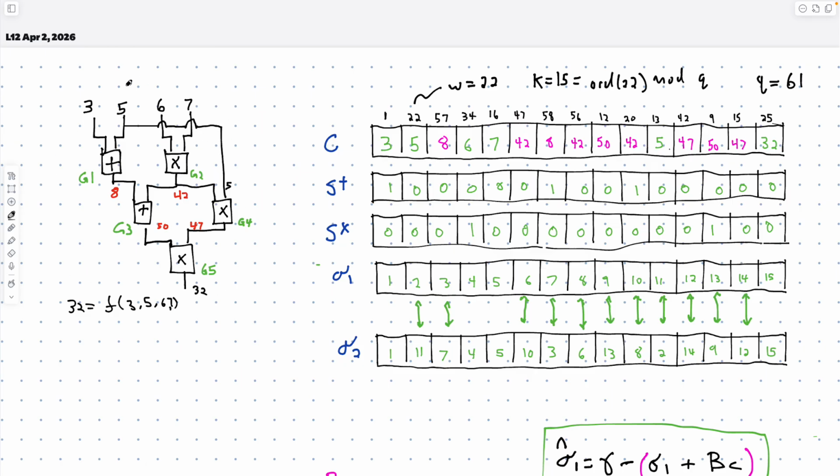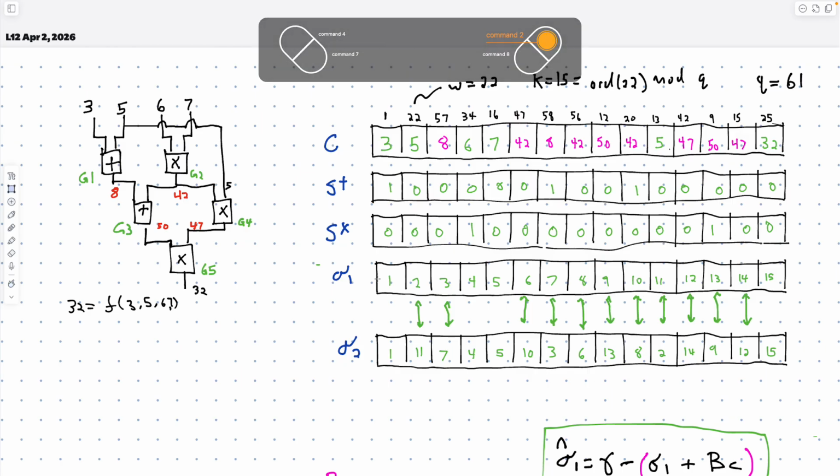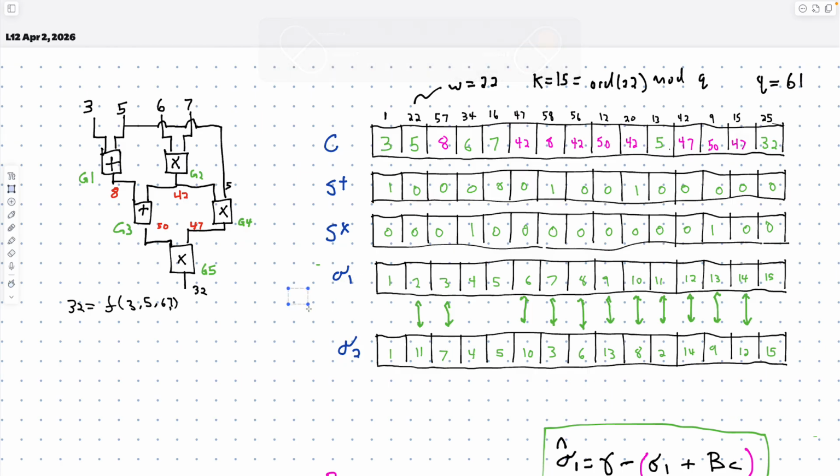Okay, so here's the circuit that we've seen already. Here's the layout of the circuit. So we have the circuit trace, we have the selectors for the addition gates, the selectors for the multiplication gates, and then last class we introduced two vectors that will help us denote the permutation, meaning the wiring.